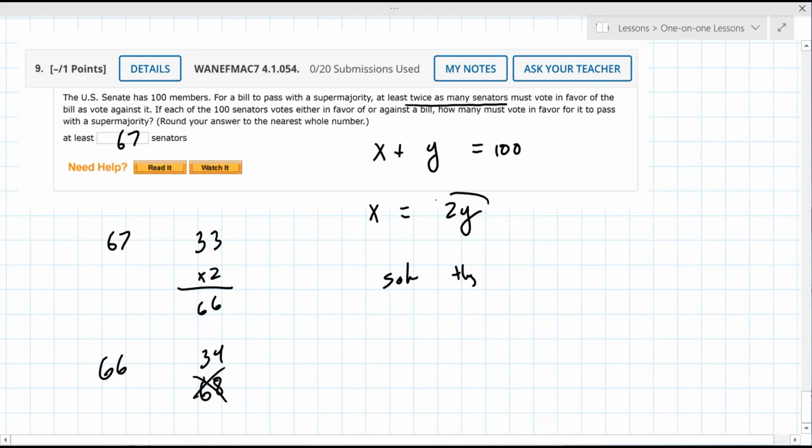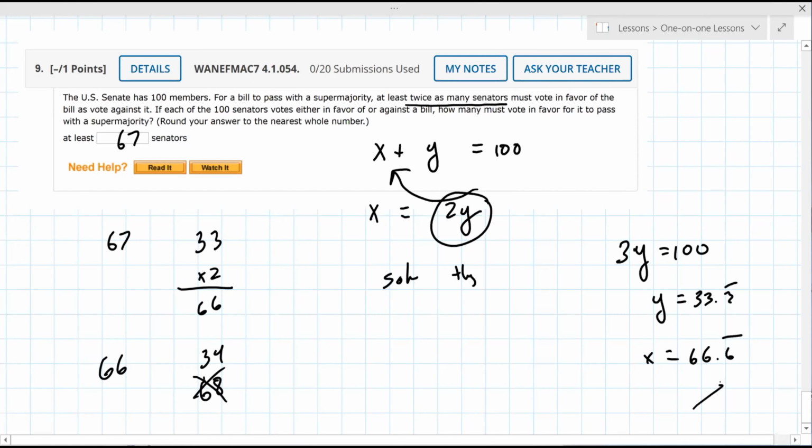Which you can get by taking this and putting it in here for x. 3y equals 100. You get y equals 33.3 repeating. So x equals 66.6 repeating, and you round it up to 67. Okay. Got it.